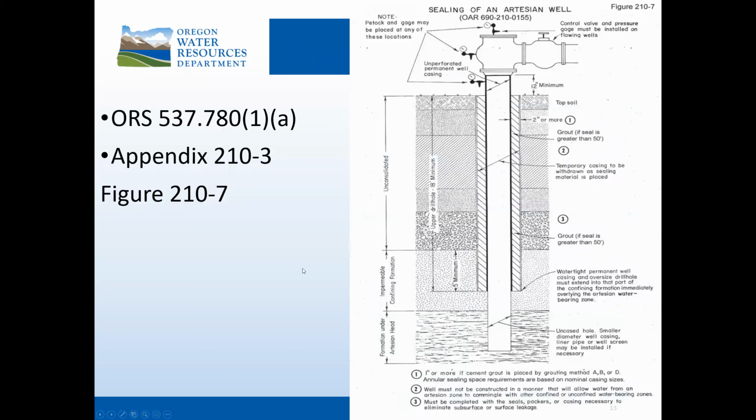In this appendix and figure, you will see a diagram of both the seal requirements of an artesian well, 5 feet into that impermeable confining formation overlying the artesian water-bearing zone. And you will also see the requirements of the artesian well cap, specifically that pressure gauge placed on a dead end line with a petcock valve between the gauge and the well casing.